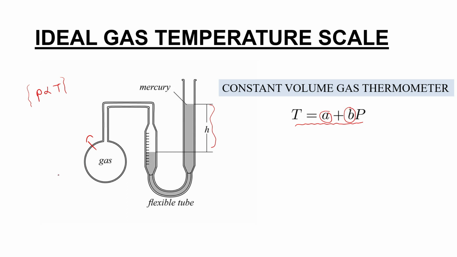For example, if you need to measure the temperature of a liquid here, we will immerse this constant volume gas portion into this medium. At that point, the pressure of the gas increases, and this mercury rises. So by measuring H, you can measure the pressure, and using this pressure, you can measure the temperature of this liquid.